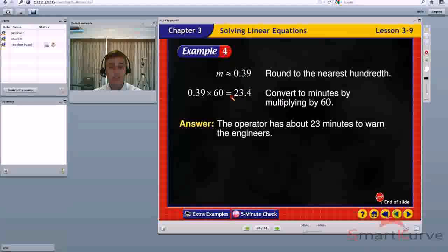The operator has about 23.4 minutes. Sorry, this was hours. Convert this to minutes. 0.39 times 60, 23.4 minutes. 23 minutes to warn the engineers.